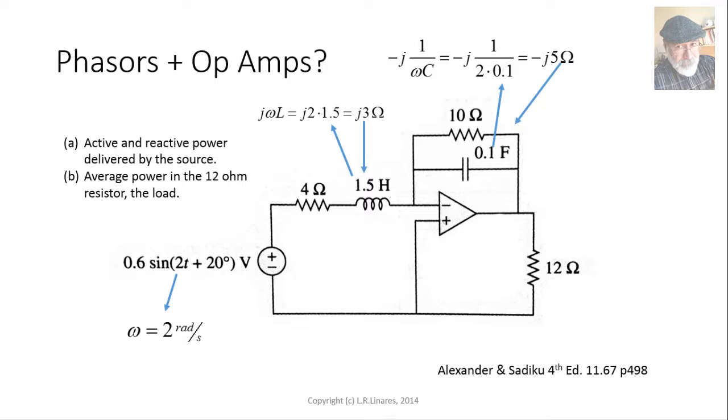What about that source? How are we going to represent that source? Well, 0.6 volts is the peak value of that source. We are using IEEE phasors, in which the value we use is the RMS value of the sinusoid, 0.6 divided by root 2, with a phase of 20 degrees. We are ready. Let me copy that circuit, and then we apply nodal analysis or any other method of solution to the circuit.